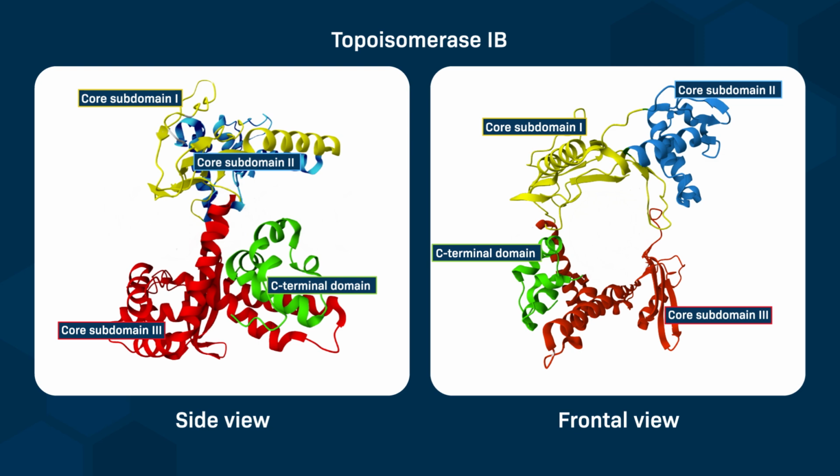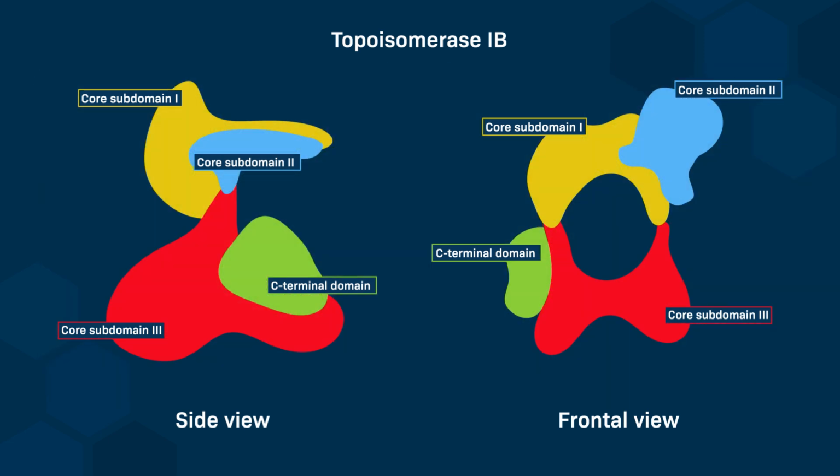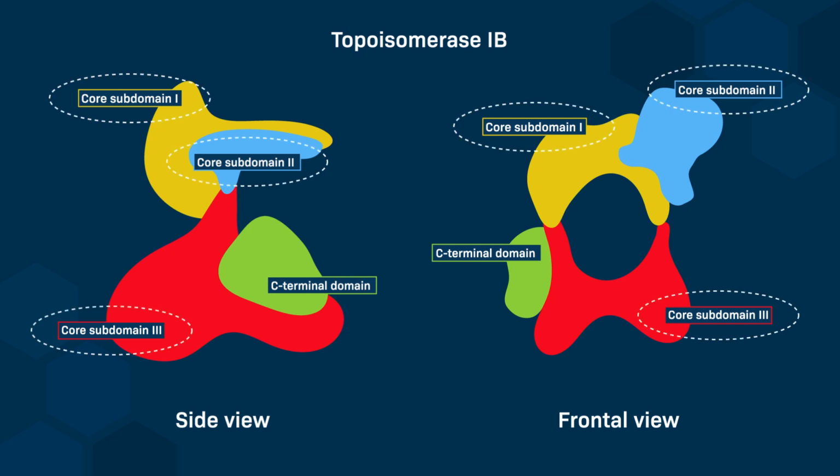In contrast to topoisomerase 1A, the mechanism of action of topoisomerase 1B involves a different structural arrangement. The structure of topoisomerase 1B's catalytic domain differs notably. It comprises 3 subdomains, domain 1, 2, and 3, along with a C-terminal domain.